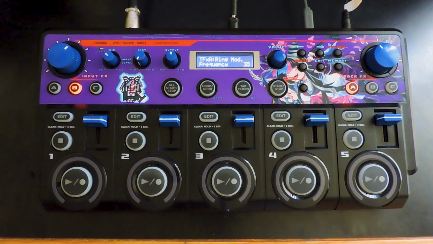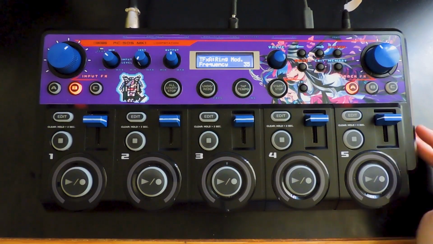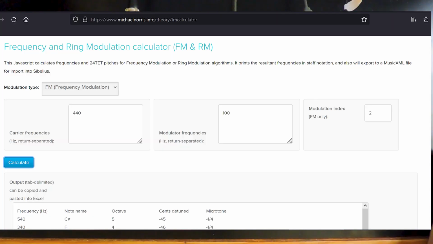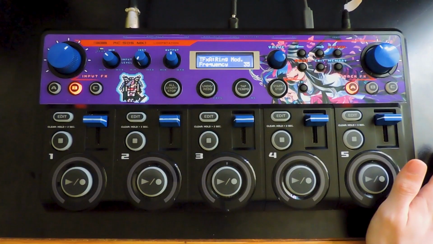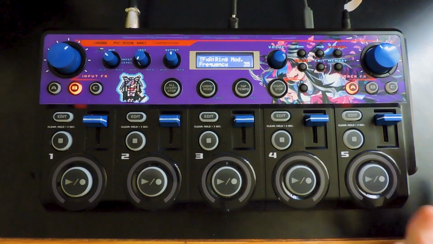But if you really want to get technical with your ring modding, I have a website for you. It's, again, in the description. Basically what it does is you input what you have for your ring mod, and it'll output what tones are in that ring mod frequency. So it's pretty complex. Again, I skipped over a lot of the math here in this tutorial, but you can get really, really technical with the ring mod.